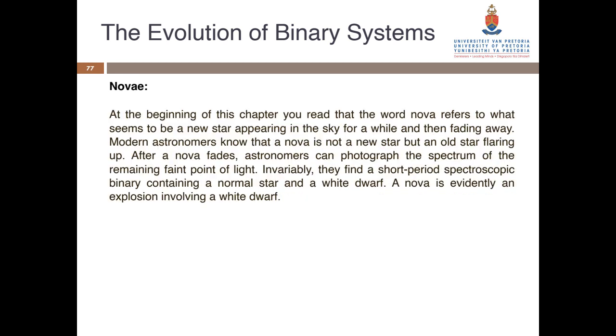At the beginning of this chapter, you read that the word nova refers to what seems to be a new star appearing in the sky for a while and then fading away. Modern astronomers know that a nova is not a new star, but an old star flaring up. After a nova fades, astronomers can photograph the spectrum of the remaining faint point of light. Invariably, they find a short period spectroscopic binary containing a normal star and a white dwarf. A nova is evidently an explosion involving a white dwarf.